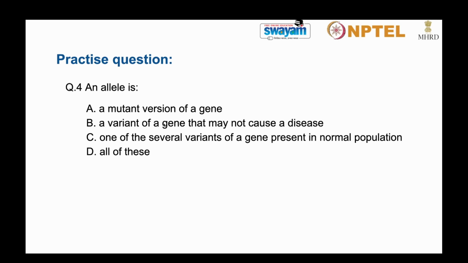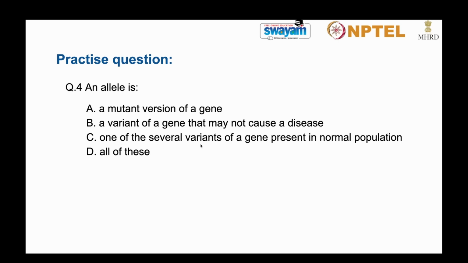So next is a variant of a gene that may not cause a disease. So it is also true, because when we talk about diseases, we see that there are two alleles. For example, in dominant and recessive inheritance, if a disease lies on the recessive allele, then it will not cause a disease unless both of the alleles are recessive in nature. So here they have mentioned a variant of a gene that may not cause a disease. So yes, an allele can be a variant of a gene which may not cause a disease. So it is also true.